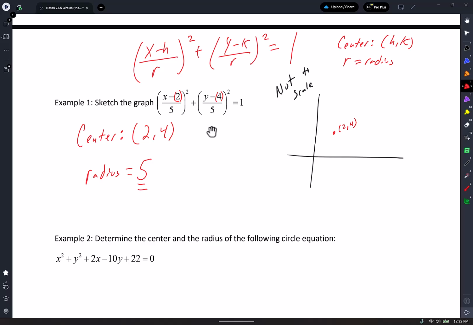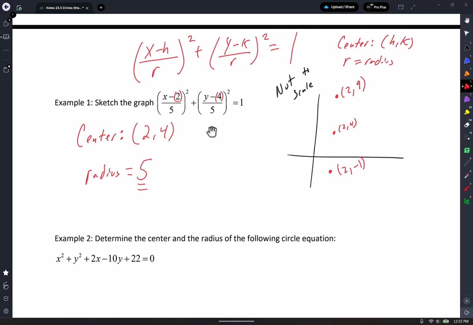So 2, 4, I'm going to go 5 up. I'm going to call this 2, comma, what's 5 plus 4? 9. Does everyone see how I got that 9? Okay. I'm going to go back to my center, 2, 4, and I'm going to go 5 down. So if I go 5 down, I'm right here. So that's 2, comma, what's 4 minus 5? Does everyone see how I got negative 1?